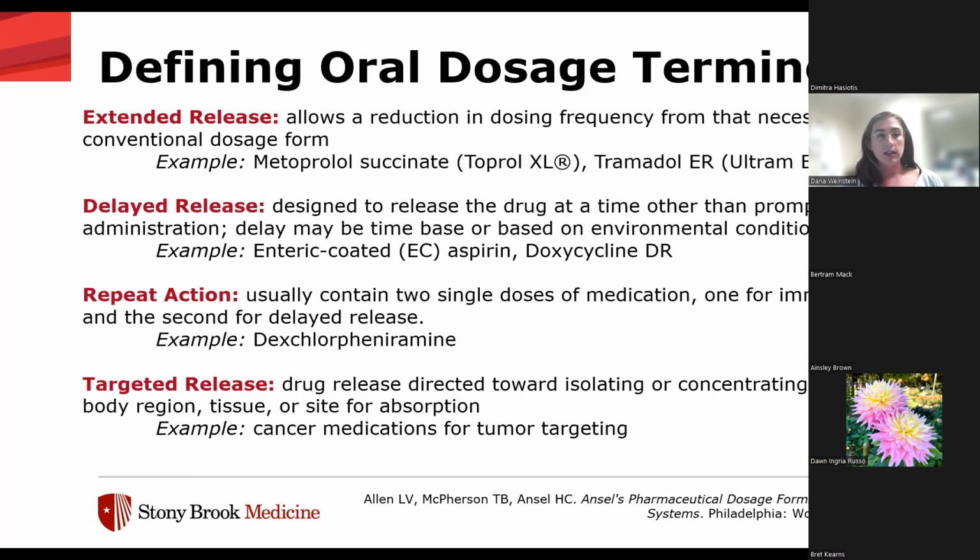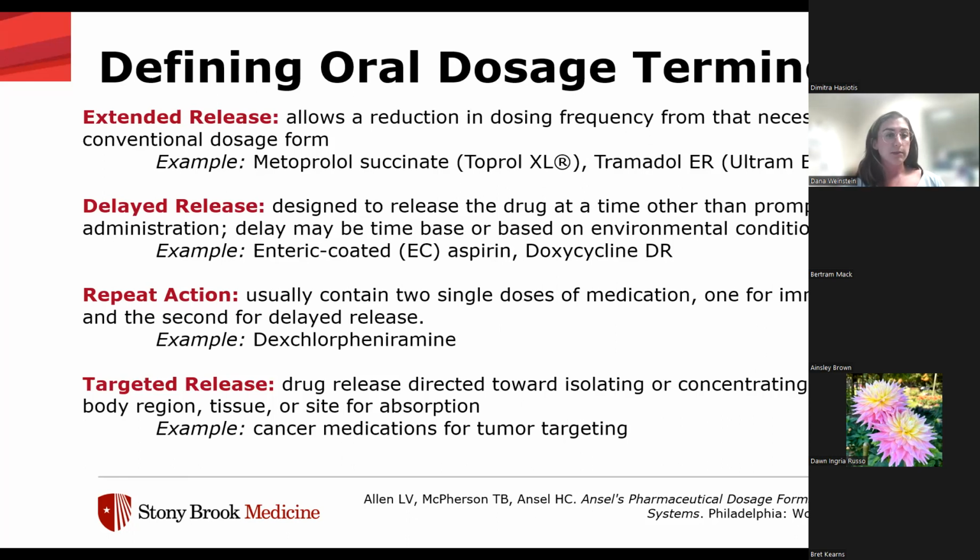For delayed release, these are medications designed to release the drug at a time other than promptly after administration. So it typically means that the medication is coated in something so that it remains intact, which reduces gastric distress. So you would have something like enteric-coated aspirin. And enteric-coated is a barrier to prevent the gastric acids in the stomach from dissolving or degrading the drug.